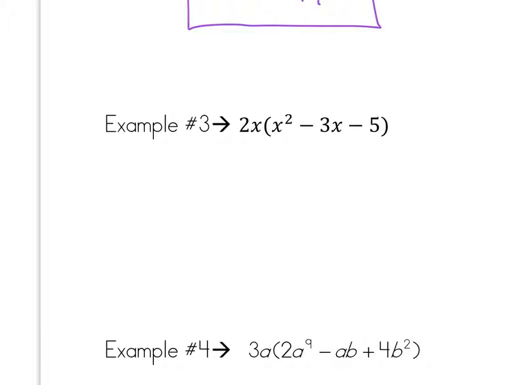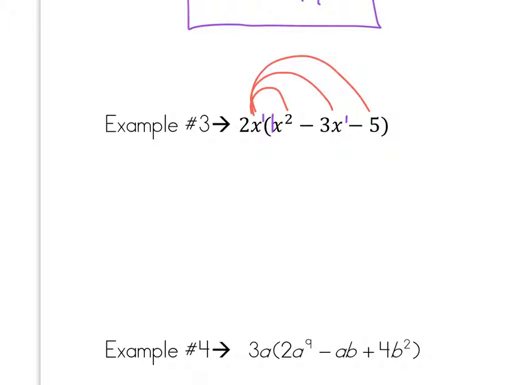Example number 3. Now I have a number sitting out, or in this case, not just a number, it's actually a monomial sitting out front of a trinomial. I'm going to write in my coefficients and powers of 1 again, just to keep me in check so I do not forget. A lot of times when we do not write them in, it makes things complicated because we forget to add or we make mistakes. So anytime I have something sitting out in front of parentheses, I need to distribute. That's exactly what I'm going to do.